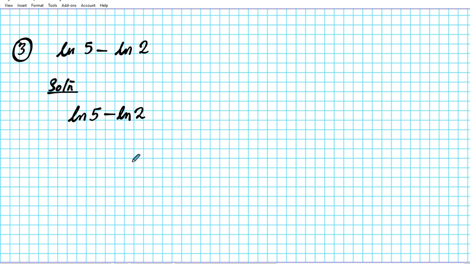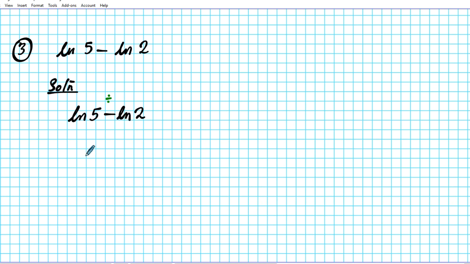All right, let's take a look at another example, question 3. What if we were to condense the natural logarithm of 5 minus the natural logarithm of 2? So the solution is as follows. We have the difference of 2 logarithms base e, which basically means they have identical bases. So the quotient property will be applicable here. Whenever you have the difference of logarithms with identical base, it's the same thing as finding the logarithm of the quotient of the logarithmic arguments.